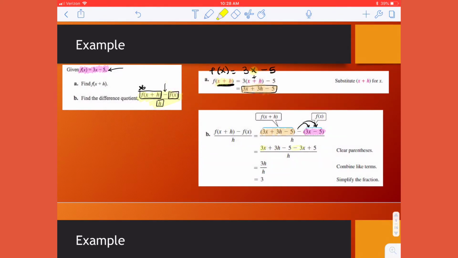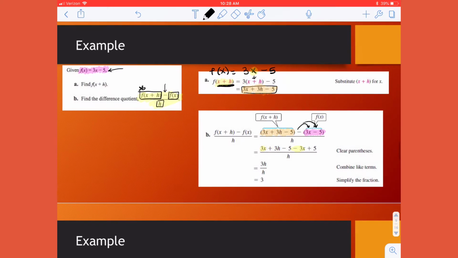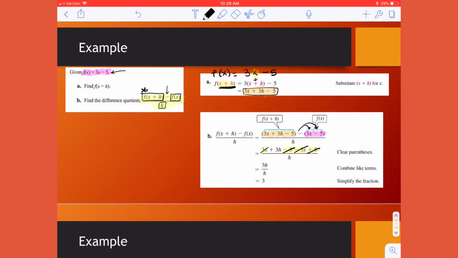So 3x minus 3x, well, those actually cancel each other out. And then I have minus 5 and positive 5. And those actually cancel each other out. So then I'm left with 3h over h. But these are monomial terms with the h divided by h. So those cancel each other out. And I am left with 3.